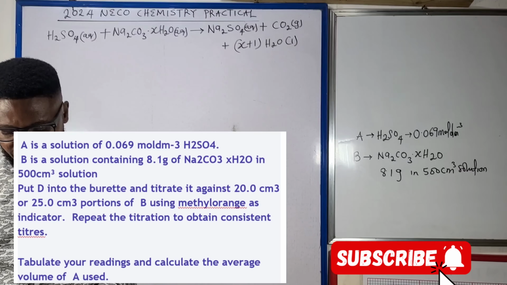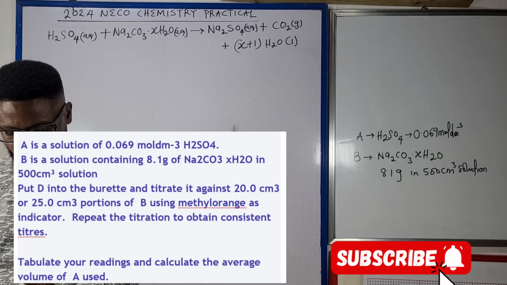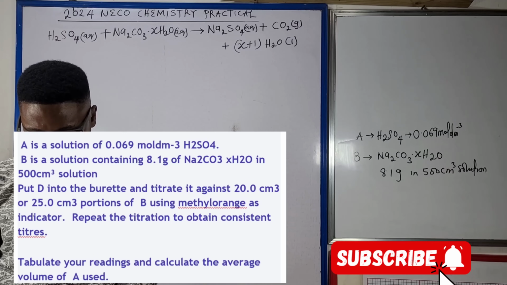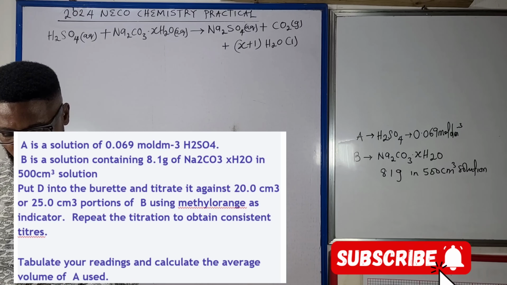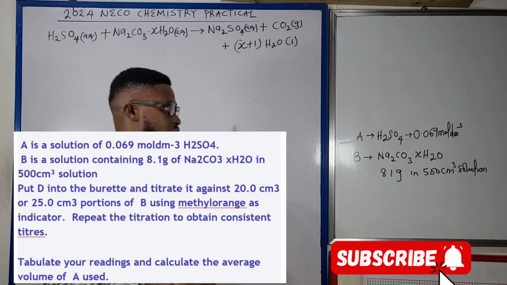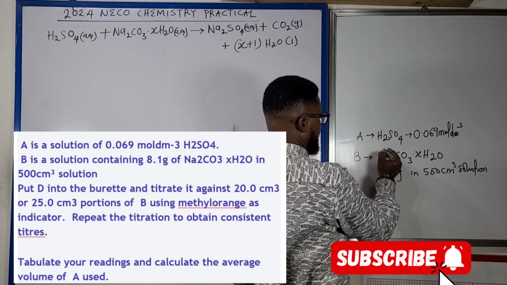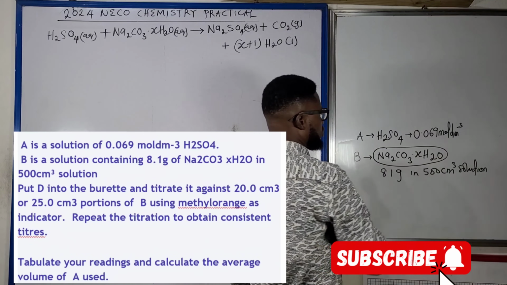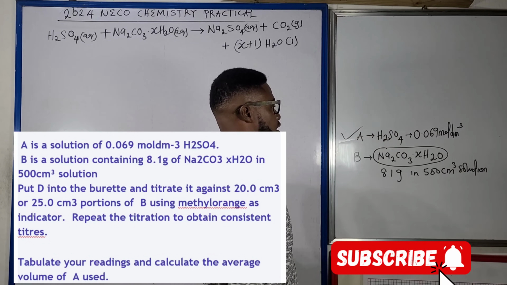It says A is a solution of 0.069 mole per dm cube H2SO4. B is a solution containing 8.1 gram of sodium carbonate, Na2CO3.xH2O, in 500 cm cube solution. That is what I'm saying. Our base here, our B, is actually this form of sodium carbonate. Here we were given the concentration of the acid.